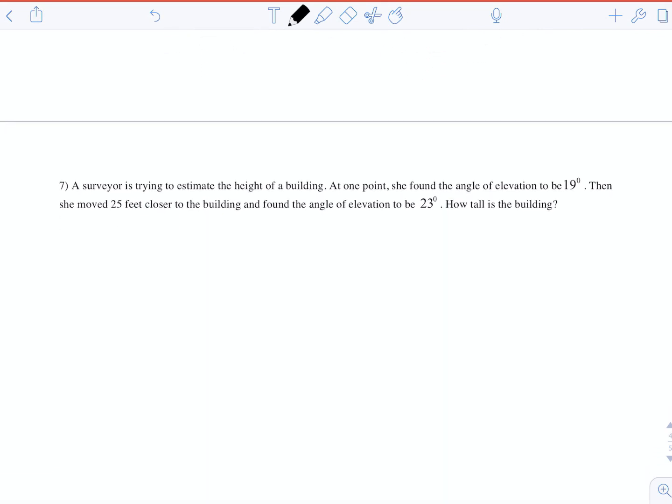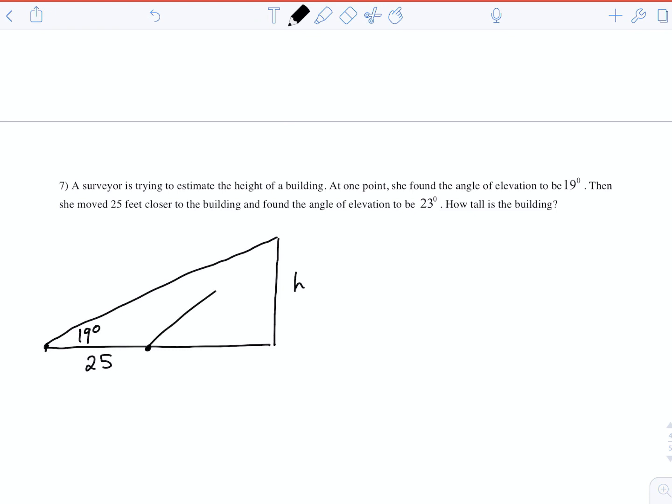So, trying to estimate the height of a building. Here's the building. It's a very skinny building. And we just need to know what's the height, h. Then this will be the ground. At one point she found the angle of elevation to be 19, and then she moved closer. So she was standing out farther away over here, look to the top, and then the angle is 19 degrees. And then she moved closer by 25 feet, and then the angle is now 23 degrees.